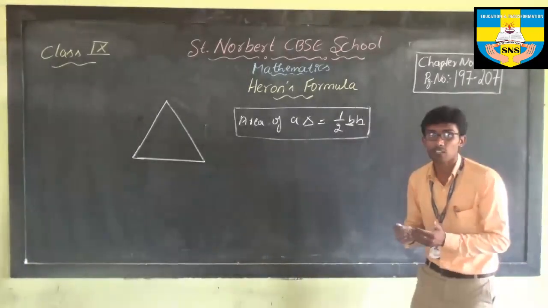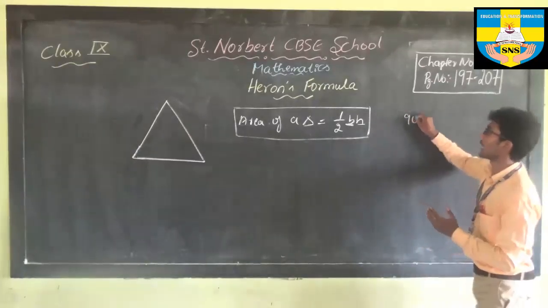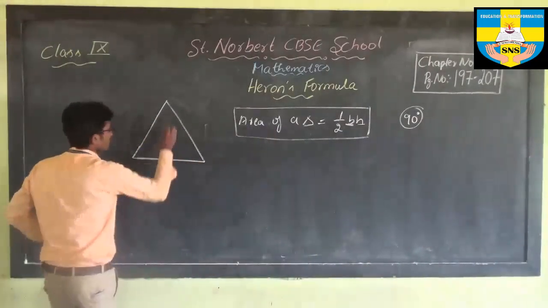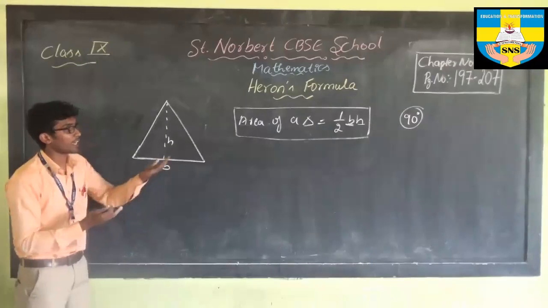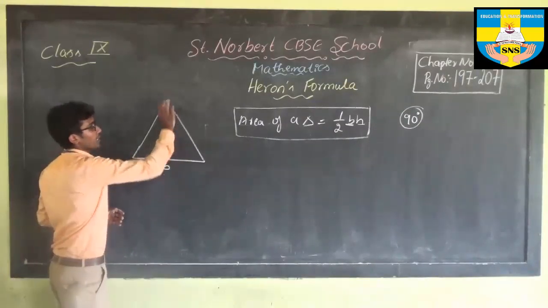It is always quite difficult to calculate the height of the object. When it is height, it comes with a 90 degree angle, right? If it is half the base into height, and you know the height of the object, it is possible to calculate the area of a triangle.